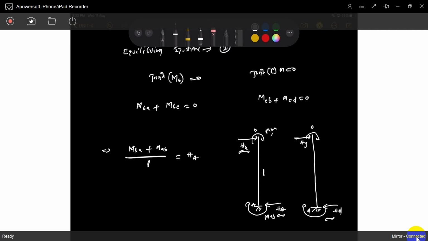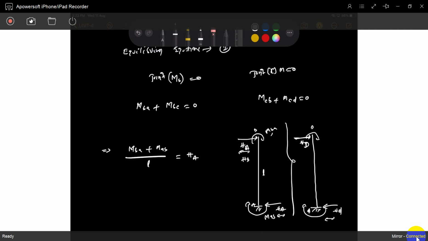Same, because this is an equilibrium equation. This is HA, this is HD. Are you understood? Otherwise, you can write HB. HB and HA are equal, because there is no other force in the column. The 50 applied at joint B or in the column: the column AB has taken something, the column CD has taken something. So okay, that's it.